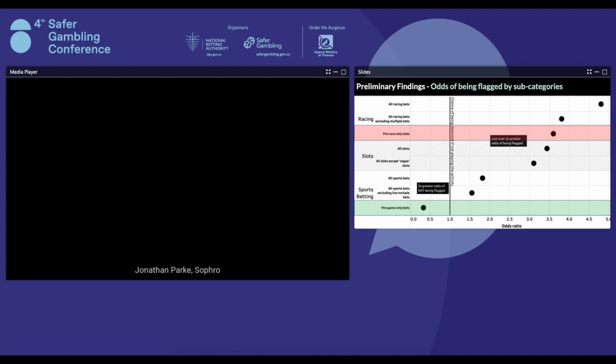I think the takeaway from this slide is to emphasize the fact, and it's often ignored, even by policymakers, that it's important not just to look at the broad category membership of a product. It's about the different sub-variations within that product. In other words, not all sports bets are equal. Not all slots are equal in terms of their potential risk. And so that's important.